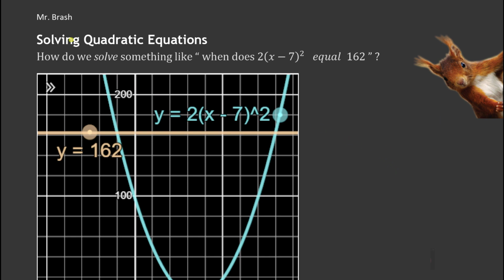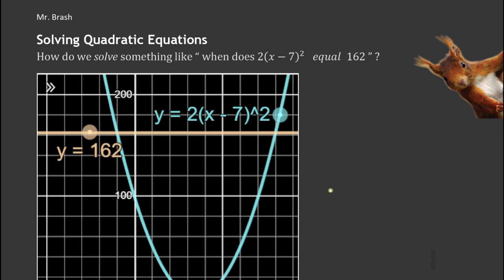Today I'm going to be talking about solving quadratic equations. So we're going to be given something like this right here. So how do we solve something like this question? When does 2 times x minus 7 all squared equal the number 162? And you're probably like, I'm sorry, what?